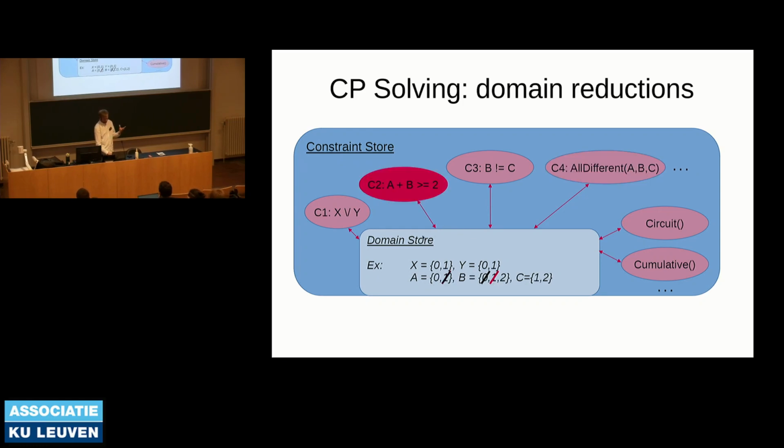And then this will continue. If A is 0, then again, this constraint will say that 1 is impossible, it would be too low, and so forth and so forth, all right?